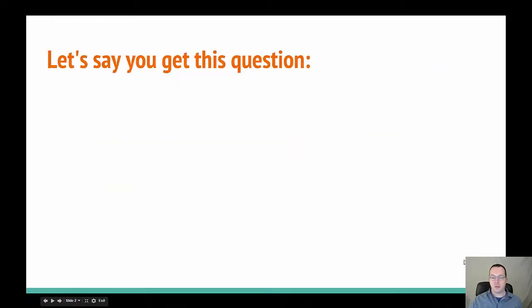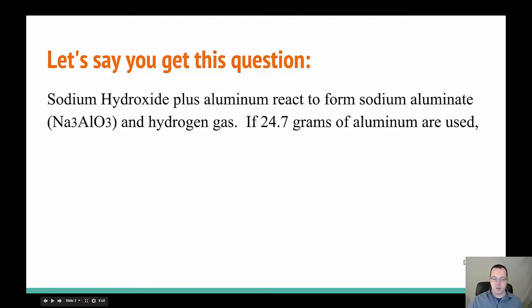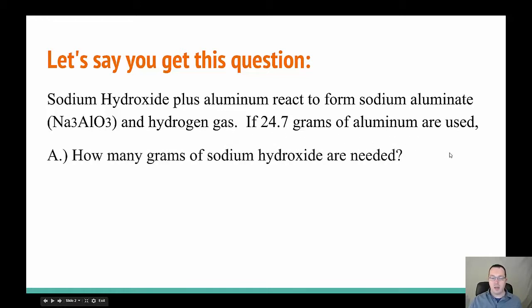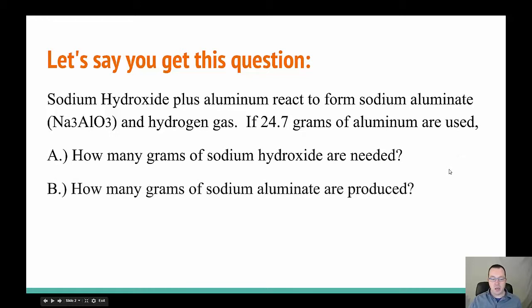So let's say you get this question. Sodium hydroxide plus aluminum react to form sodium aluminate, and there's the chemical formula of Na3AlO3, and hydrogen gas. If 24.7 grams of aluminum are used, A, how many grams of sodium hydroxide are needed, and B, how many grams of sodium aluminate are produced?